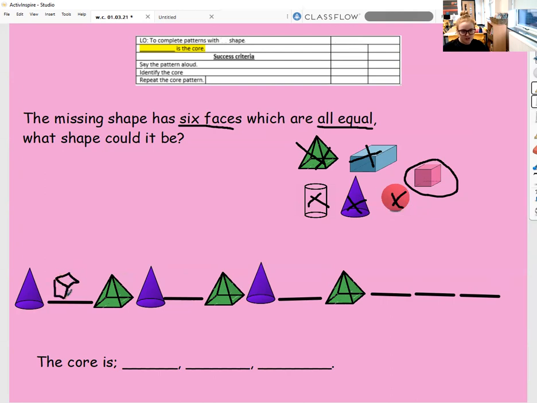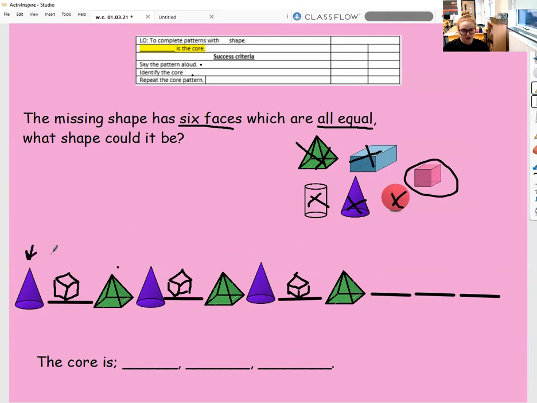So I'm going to put my missing shape into my pattern. Like this. Fantastic. And now I'm going to say the pattern out loud. So I know my pattern is cone, cube, pyramid, cone, cube, pyramid, cone, cube, pyramid. And now I want to identify the core.